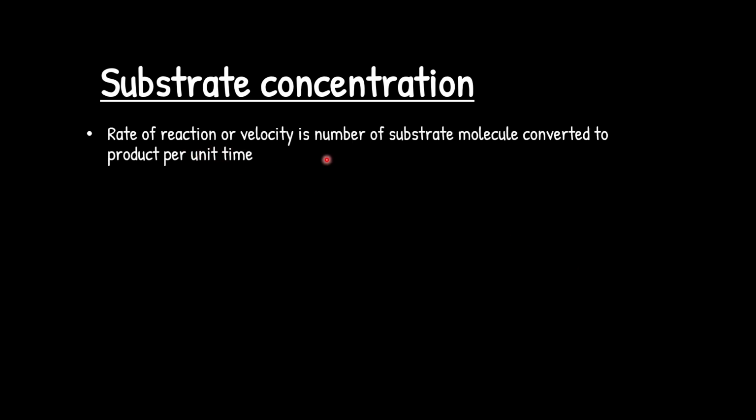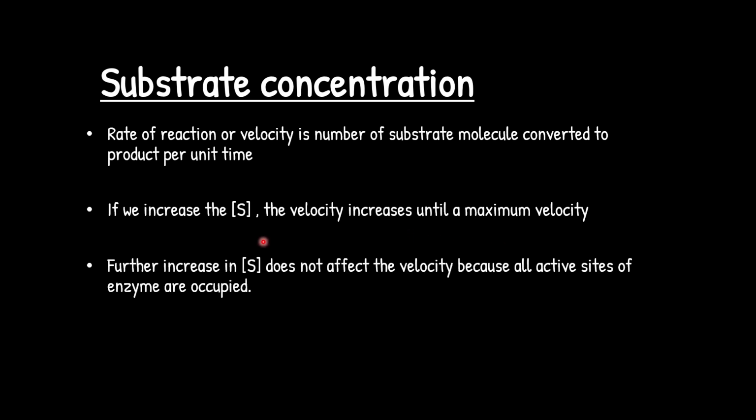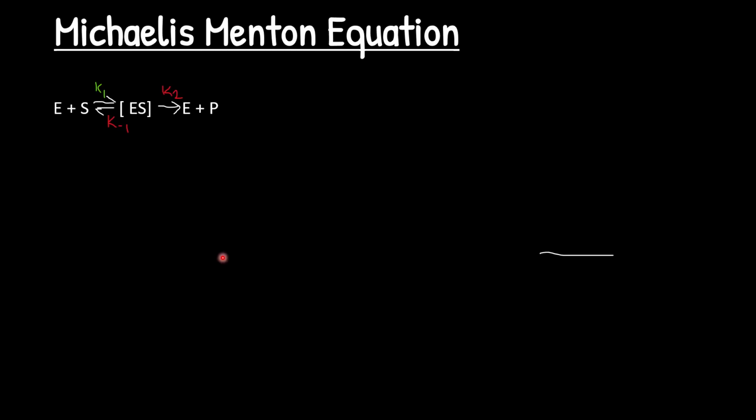The rate of reaction is equal to the number of substrate molecules converted to product per unit time. If we increase the substrate, the velocity increases until a maximum velocity. Further increase in substrate does not affect the velocity because all of the enzyme active sites are occupied.